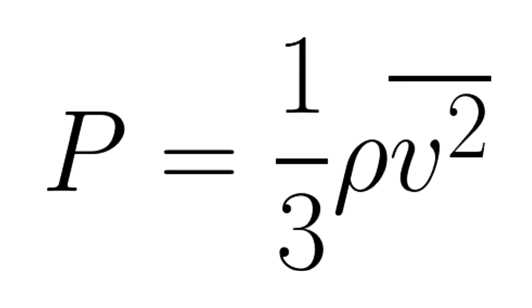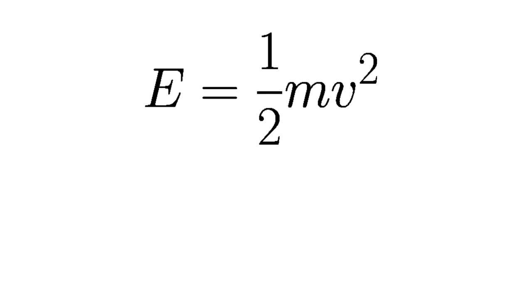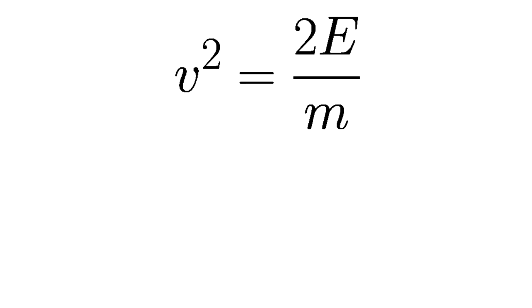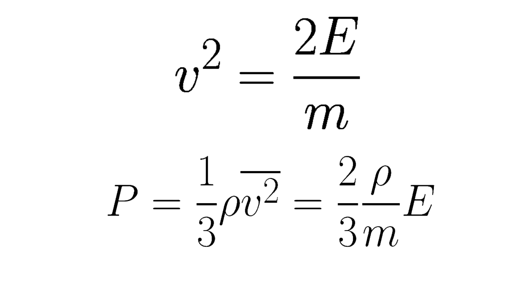Sadly, velocity isn't terribly useful, as we can't spy on each and every molecule, and if we try, the laws of physics sometimes get petty. Instead, let's work with the energy of the particle. According to the formula for kinetic energy, v squared equals twice the kinetic energy divided by the mass of a particle. As a result, pressure becomes 2/3 times density divided by mass, all multiplied by the kinetic energy of a single particle.